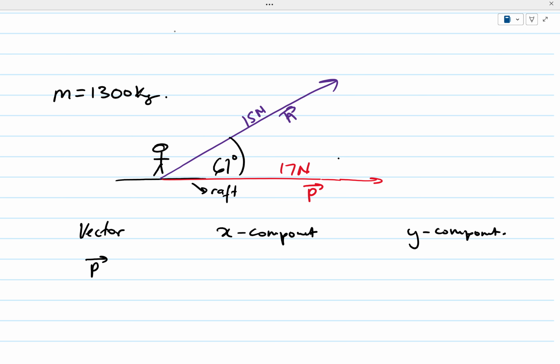Component of x. Okay, so let me just do this. This is the x direction, this is the y direction. Okay, so is that a little bit better for you guys to see? What would be the x component of the vector p? The magnitude.